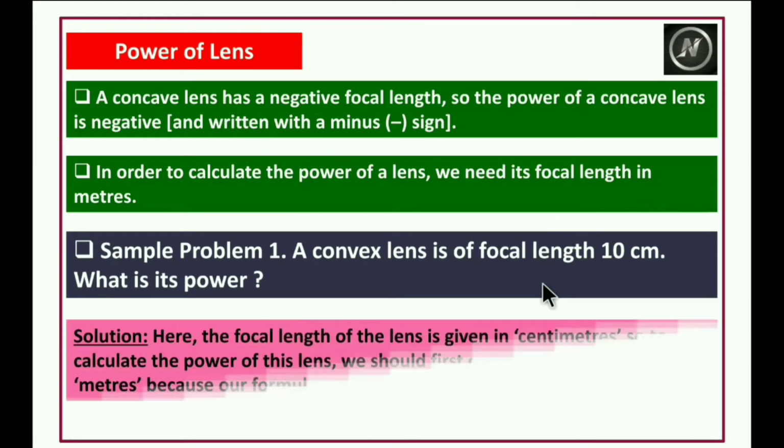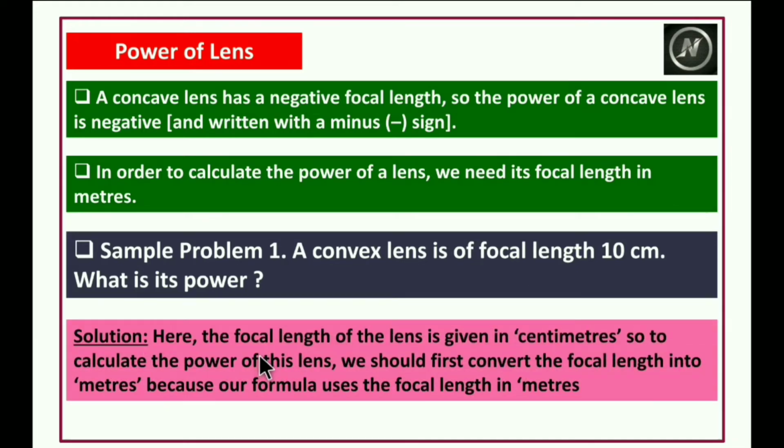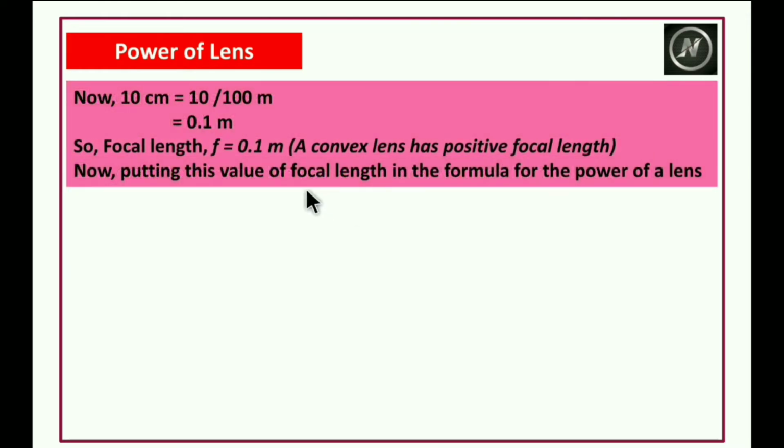Let us go through this solution. Here, the focal length of the lens is given in centimeters. So, to calculate the power of this lens, we should first convert the focal length into meters, because in our formula we are using focal length in meters. So 10 centimeters is 10 by 100, that is equal to 0.1 meters. So focal length F is equal to 0.1 m. A convex lens has a positive focal length.